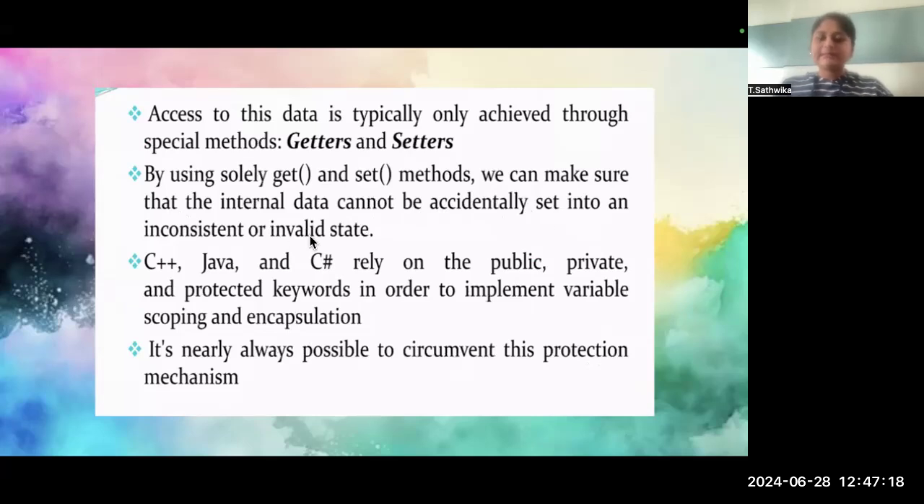set into an inconsistent or invalid state. C++, Java, and C# rely on the public, private, and protected keywords in order to implement variable scoping and encapsulation. And it's nearly always possible to circumvent this protection mechanism.